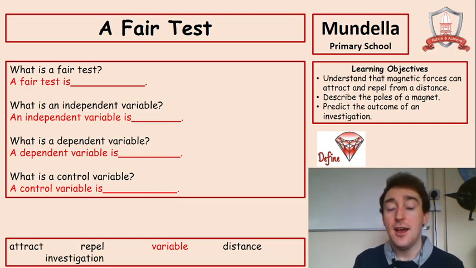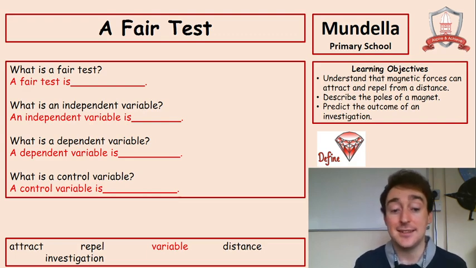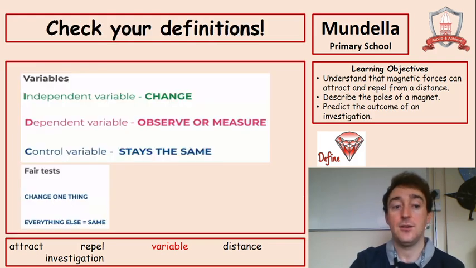I want you to have a go at coming up with your own definitions based on the Oak Learning that we did last term about fair tests, independent variables, dependent variables and control variables. I want you to have a go and write down what you think each one of them means. And once you're ready, unpause the video and then we'll check the answers. We'll check the answers in 3, 2, 1, go.